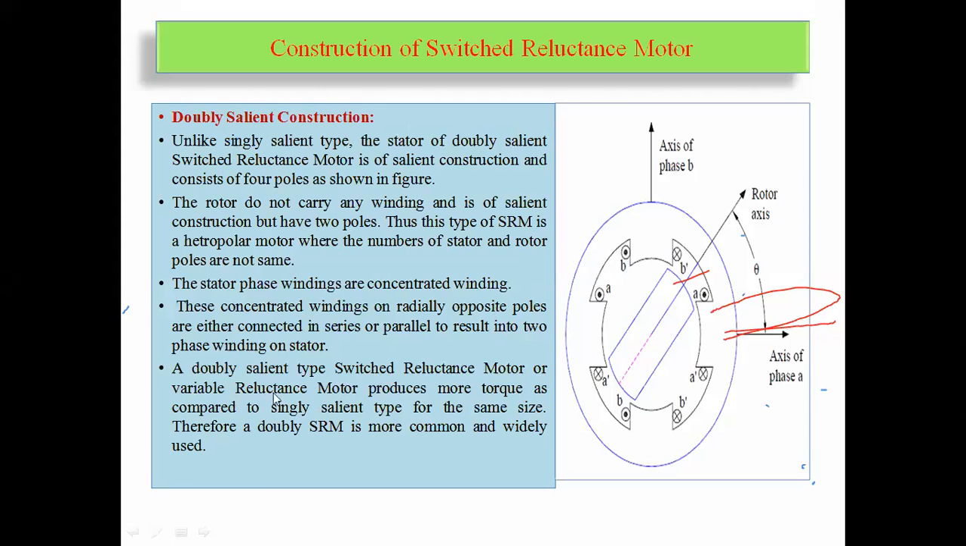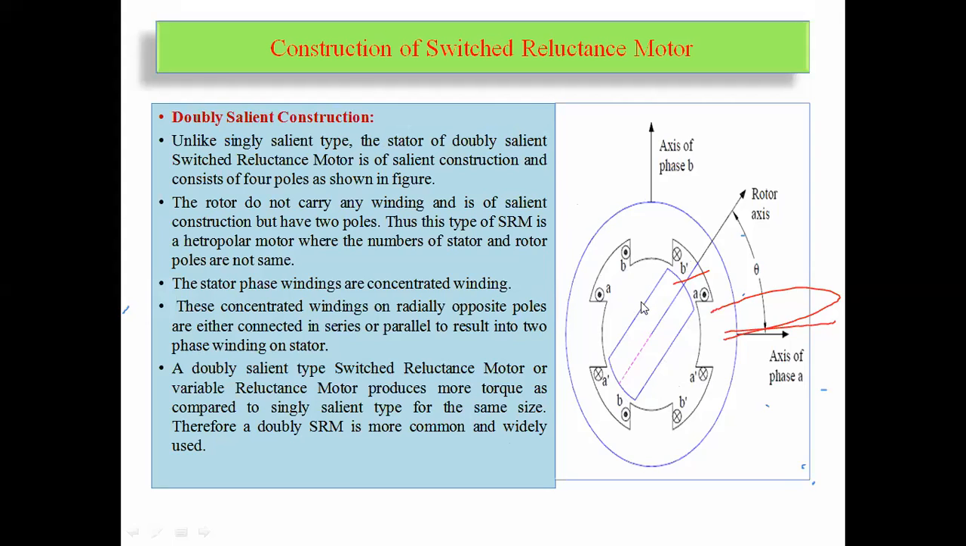Okay, now a doubly salient type switched reluctance motor or a variable reluctance motor produces more torque as compared to the singly salient type for the same size. Therefore the doubly salient switched reluctance motor is more common and widely used. Why is the torque more in this particular doubly salient construction? Because on the stator side we have made provision for 4 poles. Similarly, more windings are there in the stator poles, and because of this the torque is more for the doubly salient construction.